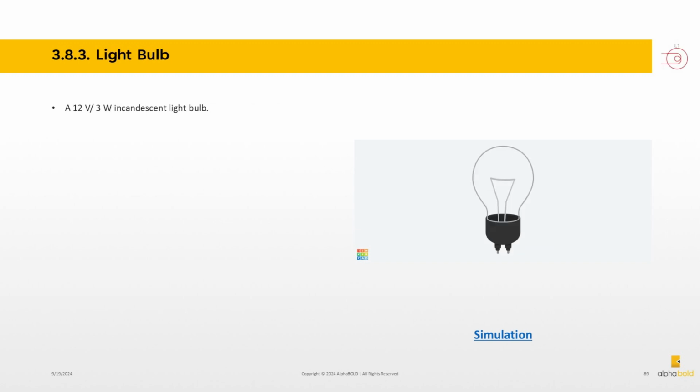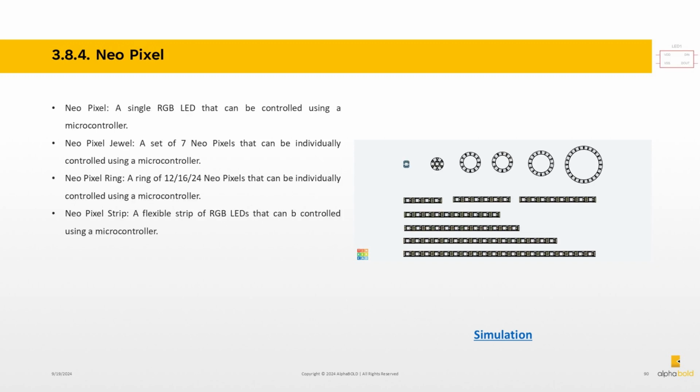Light bulb, a 12V/3W incandescent light bulb. NeoPixel, a single RGB LED that can be controlled using a microcontroller. NeoPixel Jewel, a set of 7 NeoPixels that can be individually controlled using a microcontroller. NeoPixel Ring, a ring of 24 NeoPixels that can be individually controlled using a microcontroller. NeoPixel Strip, a flexible strip of RGB LEDs that can be controlled using a microcontroller.